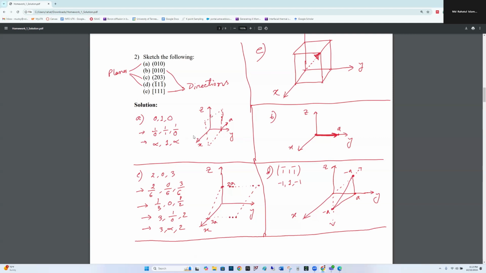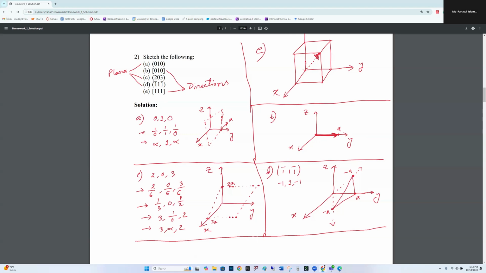Next, go to B. B is equal to 0, 1, 0. It's a direction. So as you can see, x is equal to 0, and you just have y equal to 1. So it's only in the y direction. It's as simple as that. As you can see, this has been drawn here. So it's directly in the y direction, because x is equal to 0, and z is also equal to 0. So it's going towards the y direction.